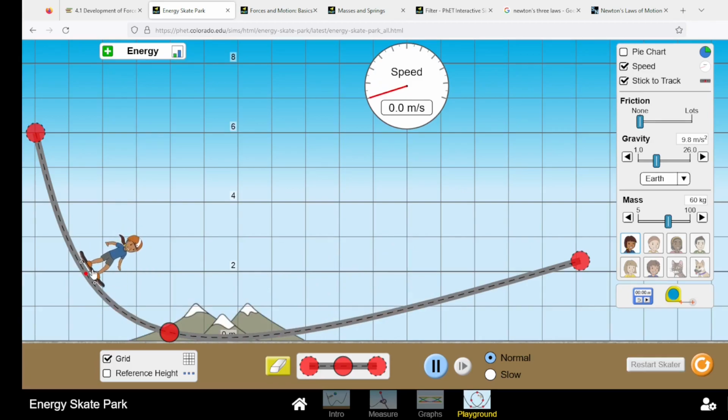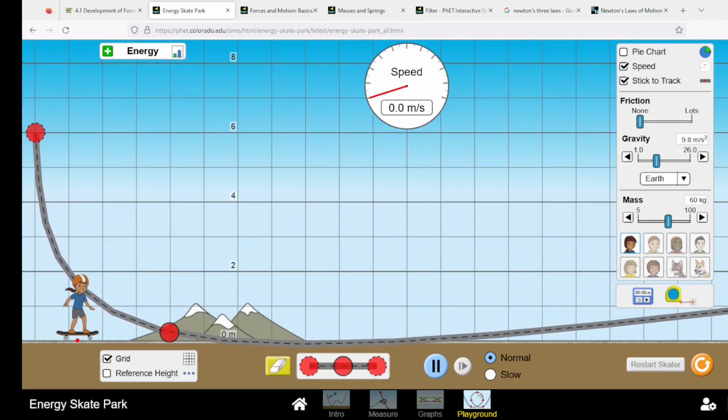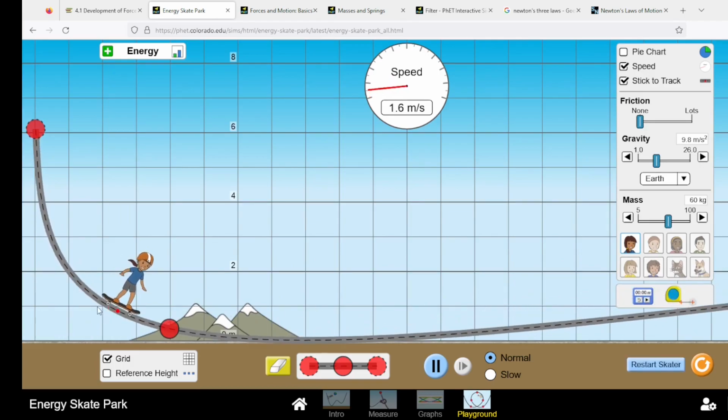How about 2? She goes to 2. So it still works. As long as the track is frictionless, it's still going to work. Doesn't matter how long the track is. Let's think now. Okay, well let's start trying to make it really long. Let her go now.